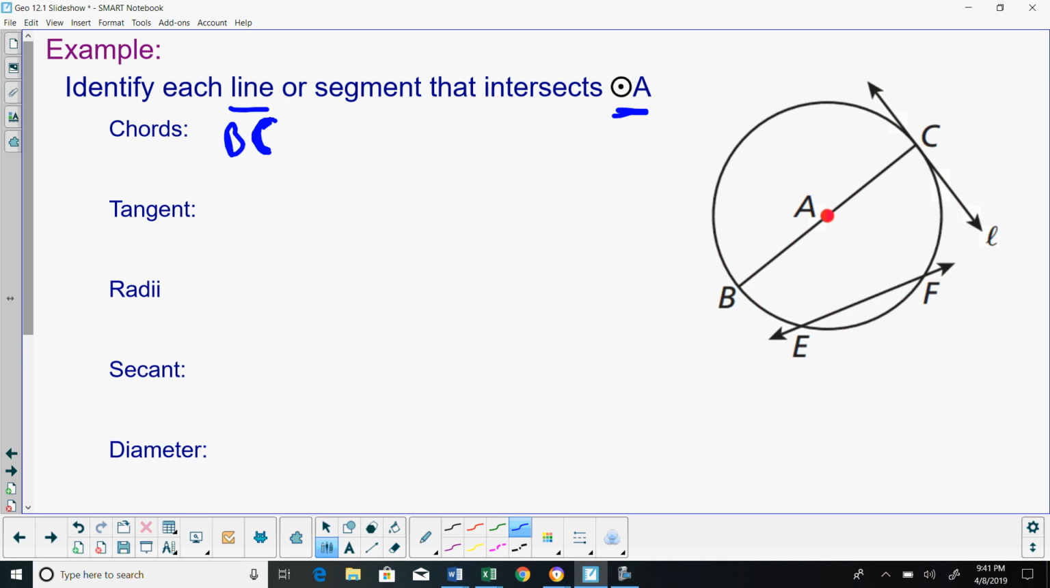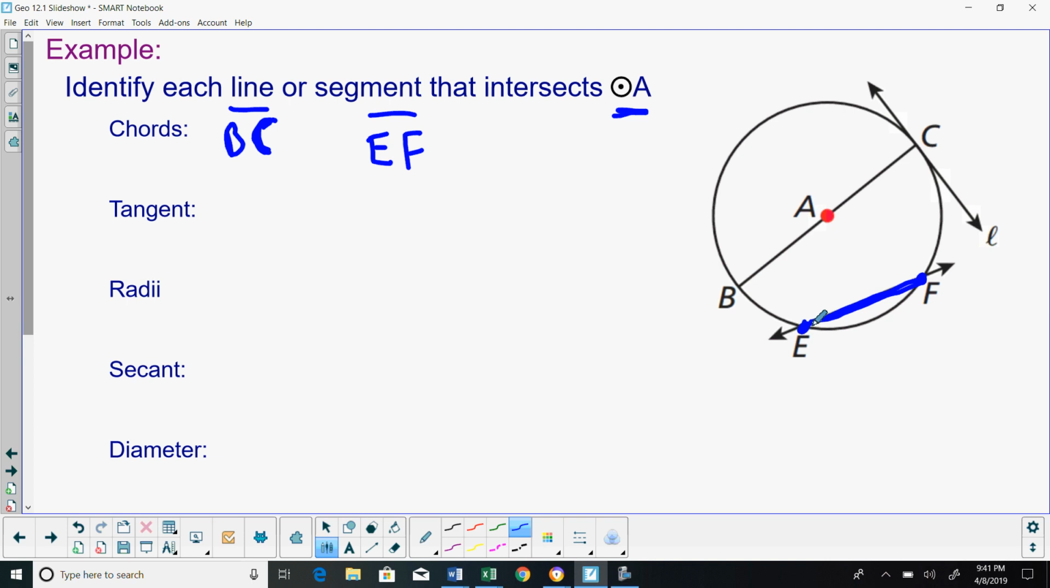All right, that's segment BC. But I think we also could list segment EF as a chord, not the line EF, but the segment EF. If we're going to talk about the line, the whole line EF, then that's going to be something else that we'll talk about in just a minute. But if I only go from point E to point F, and that's a line segment, then that is a chord.